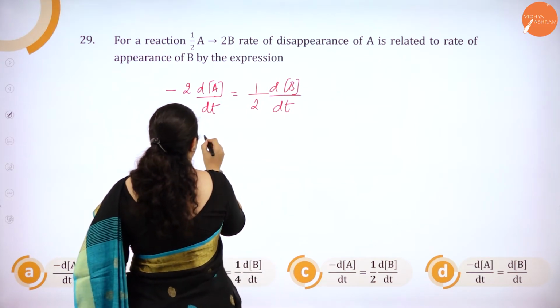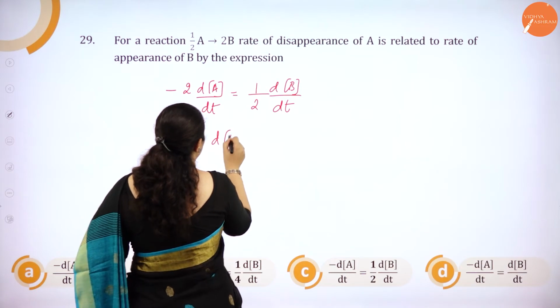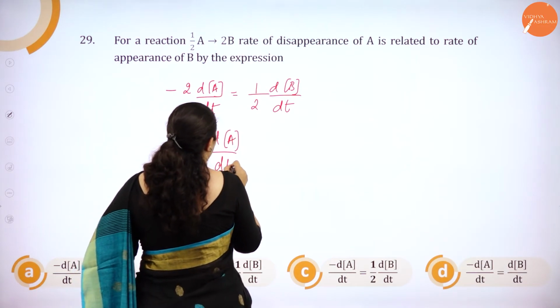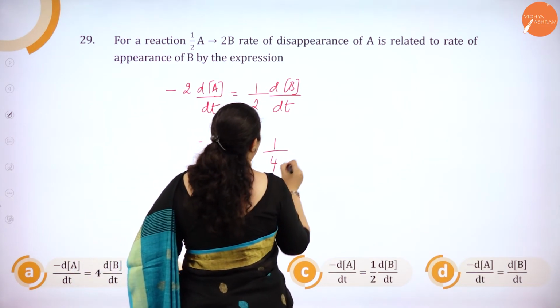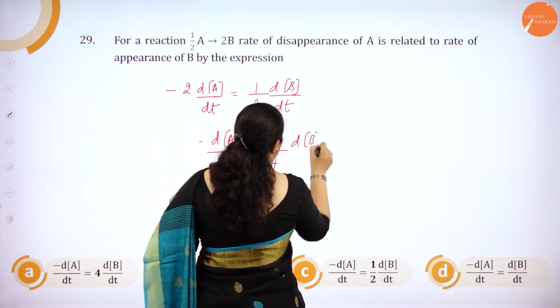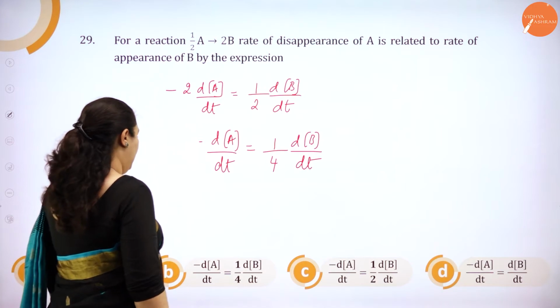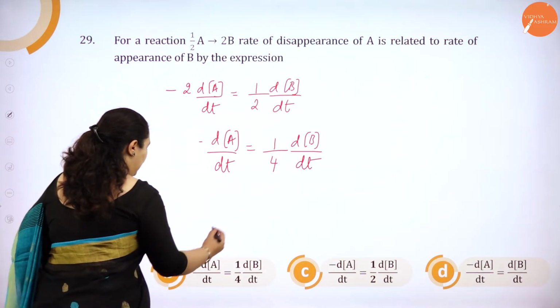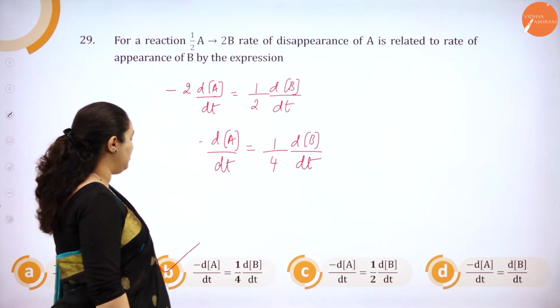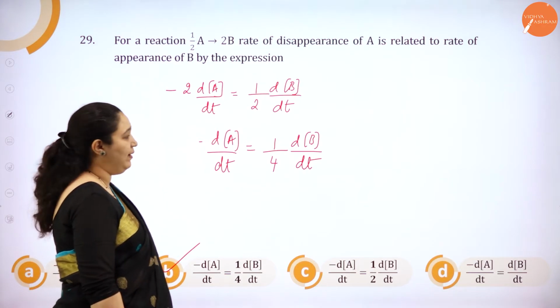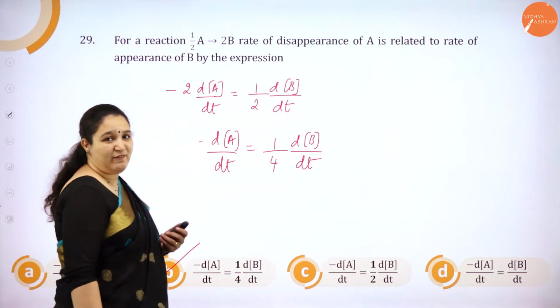Correct? The 2 goes to the other side, and 2 twos are 4. So you will get the answer as 1 by 4 dB by dt. So which is the correct option? It is option B. That is minus dA by dt is equal to 1 by 4 dB by dt. I hope you have understood.